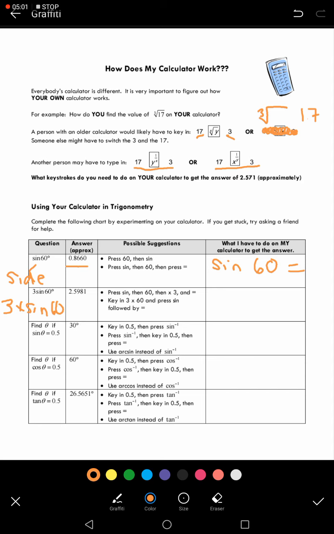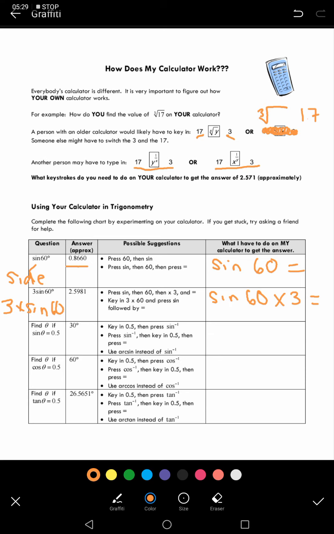I know that I have to type in sine before 60, so I'm going to try the first one there. So sine, then 60 times 3, and 2.5981. Beautiful. So for mine, I did sine 60 times 3 equals, and I was able to get that correct answer.